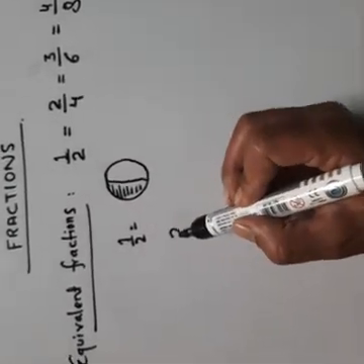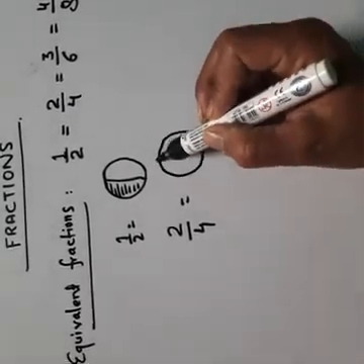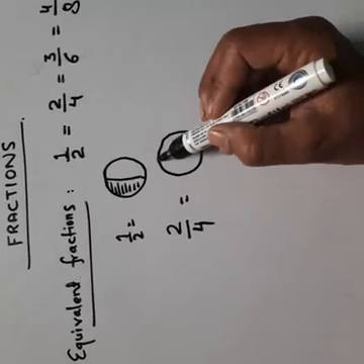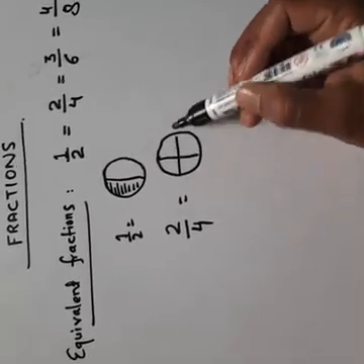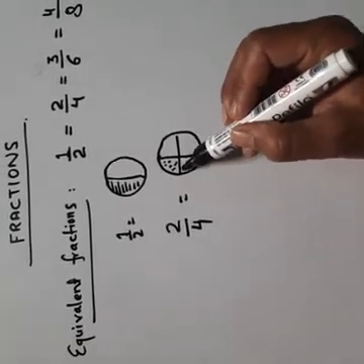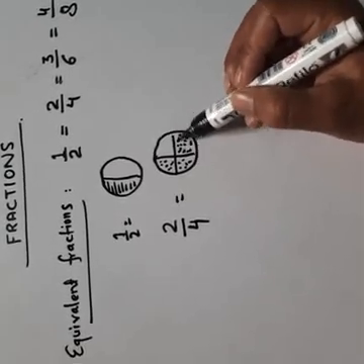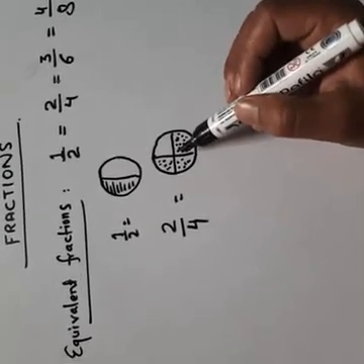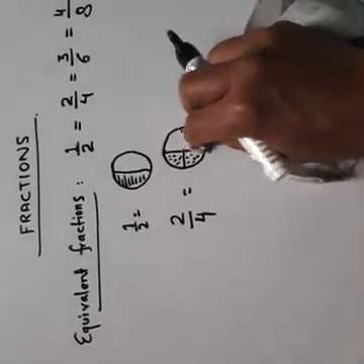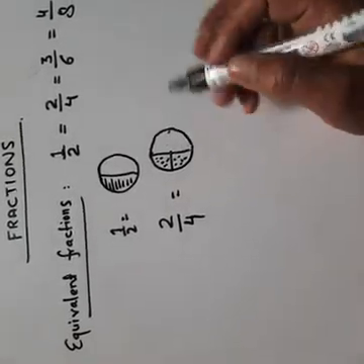Similarly, students, 2 upon 4 means again take one bread, and this time divide this bread into 4 equal parts, as the denominator is 4 this time. The 4 parts should be equal, only then we can say that. Then shade two parts, any two parts, because all the parts are equal. So this is called 2 upon 4.